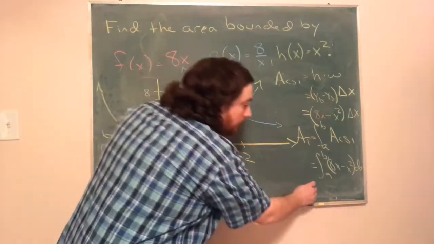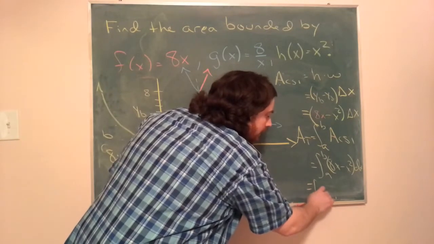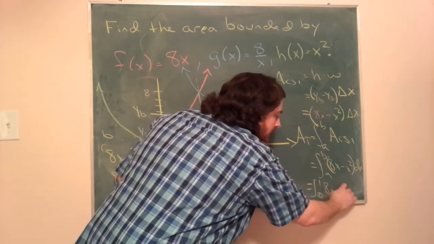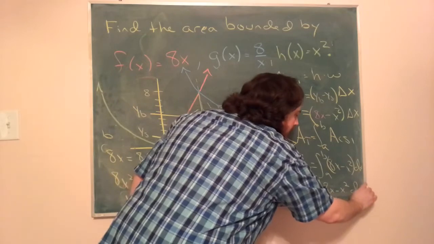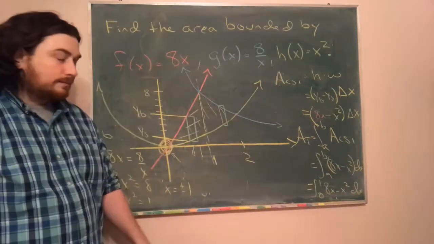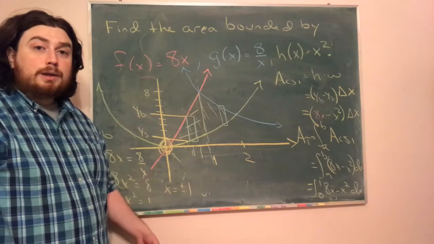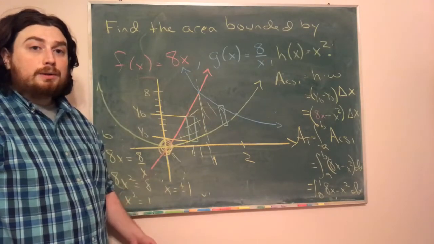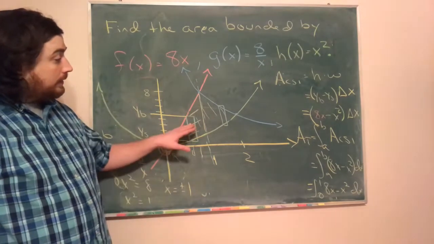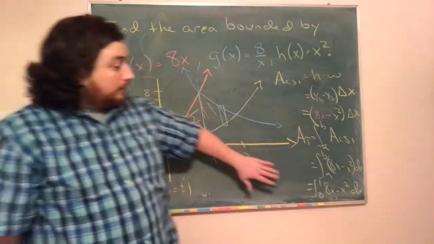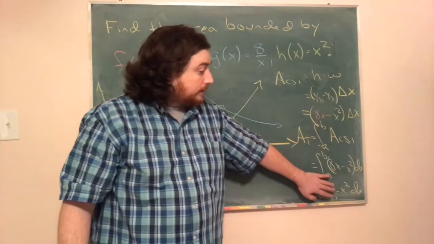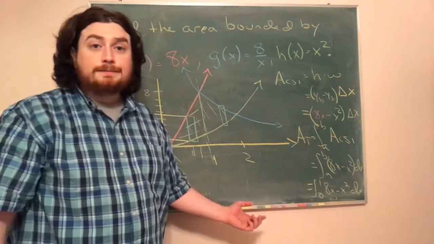Hence, our total area is going to be the integral from 0 to 1 of 8x minus x squared dx. Now I'm going to leave that for a little bit, and I'll come back at the end and do that when I'm finding my total area. But at least we know this total area here is in fact going to be the integral from 0 to 1 of 8x minus x squared dx.